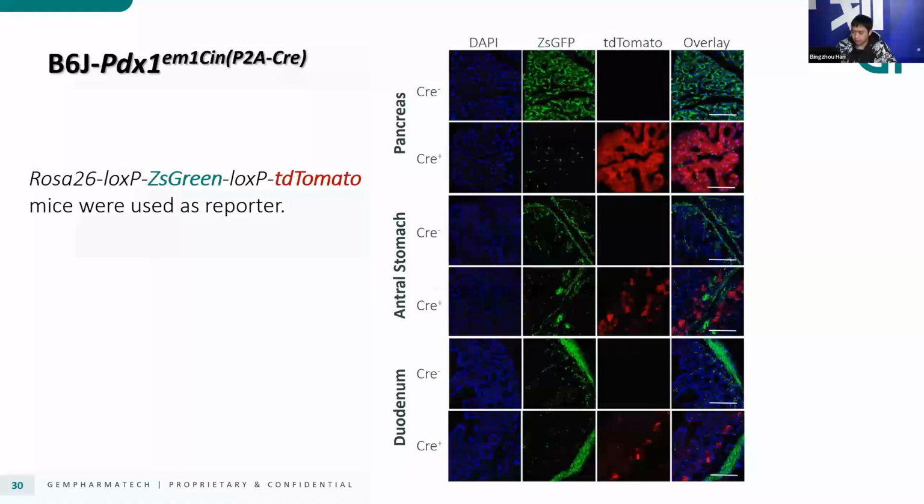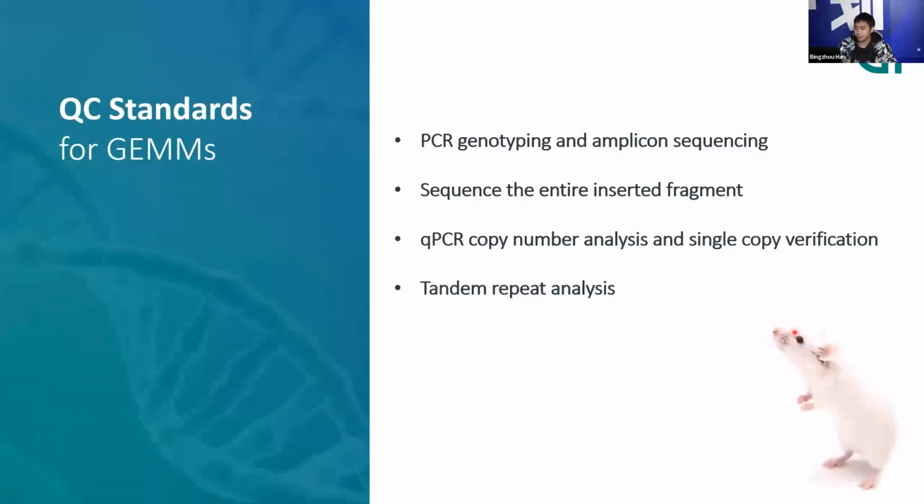And we also have strict quality control standards for other mice generated during the Knockout All project. We do PCR genotyping and amplicon sequencing. For the strains we generate by knock-in, we sequence through the entire insert fragment in Easi-CRISPR or targeted knock-in. Then we do quantitative PCR as well as other strategies to make sure the strains we obtain are single copy, to verify the product before applying it in our research or giving it to our customers. And we also do tests to avoid tandem repeats.